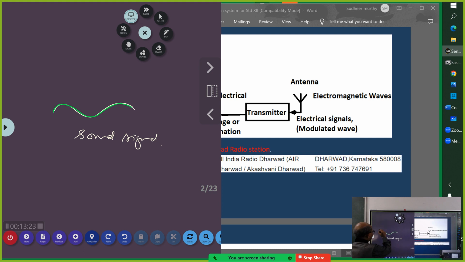The only thing is, sound is mechanical in nature. It is a mechanical wave, and the electrical signal is a varying current, voltage or power. It is varying current or varying voltage. Correct? Yes, sir. Okay, that is the basic.